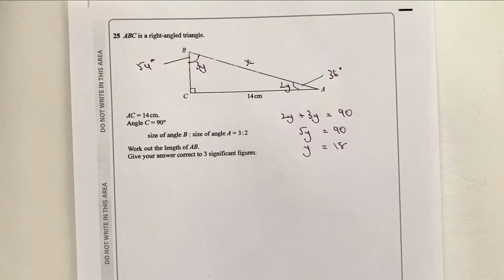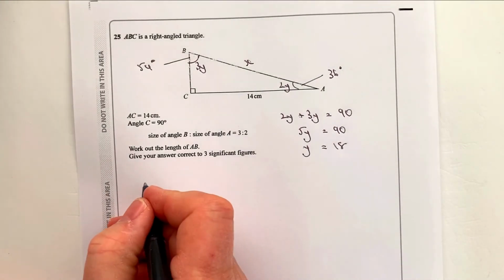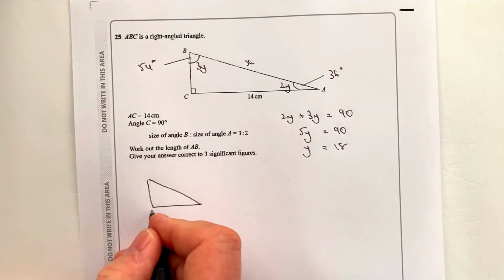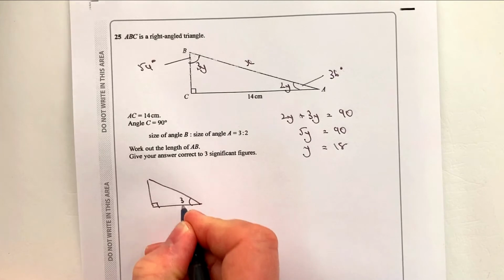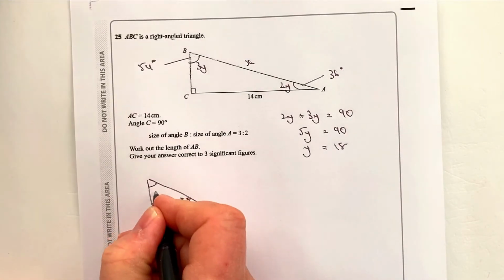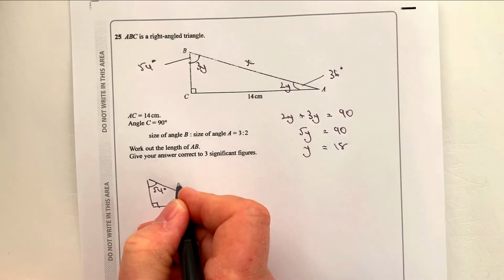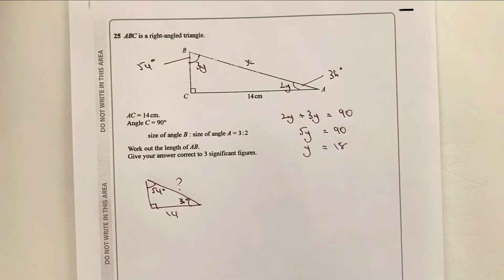Okay, so now we know the size of the angles, we're going to work out the length of AB. So what we're going to do is use SohCahToa in order to do that. So what we've got is a right angle triangle where this is 36 degrees, this is 54 degrees, this is 14, and this we don't know. We're going to call it X.